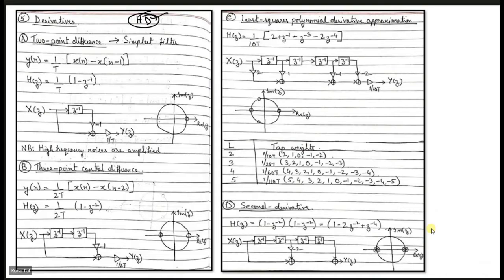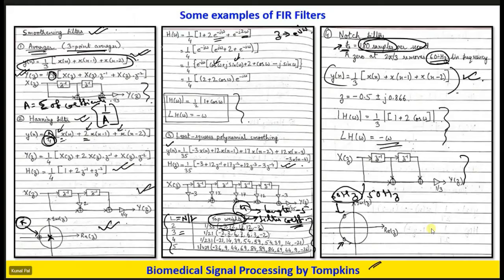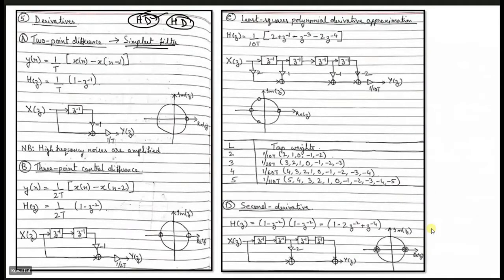This way, any high pass filters are derivative filters. We can implement the derivative filter in various ways. The first one is the 2-point difference method, which is the simplest method, just like in the previous one where we had the 3-point averager.